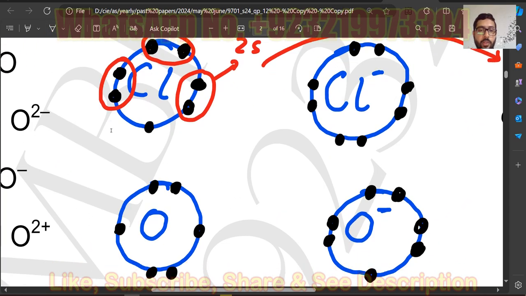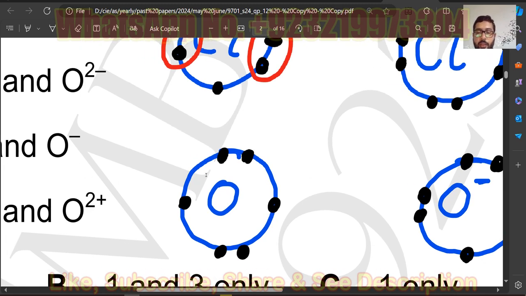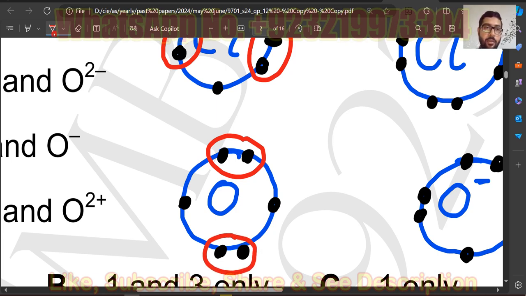Then comes the oxygen atom. The oxygen atom, as you know, belongs to group number 6, so it has 6 electrons. Now again, we should know the rule of showing the 6 electrons. It will be shown in the form of two lone pairs. As you can see, there are two lone pairs and two non-bonding electrons. So again, it will be considered a radical. Yes, it is a radical.